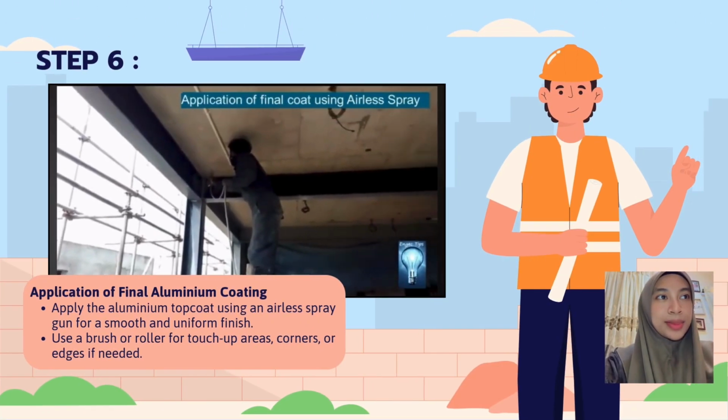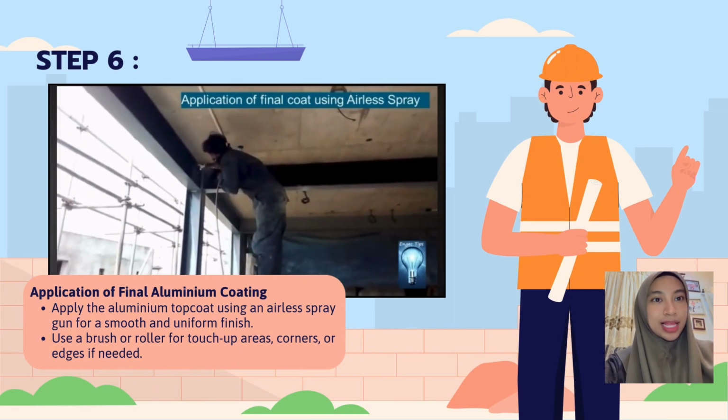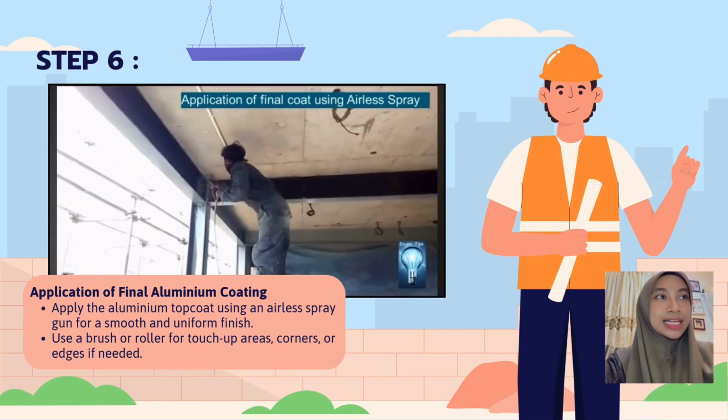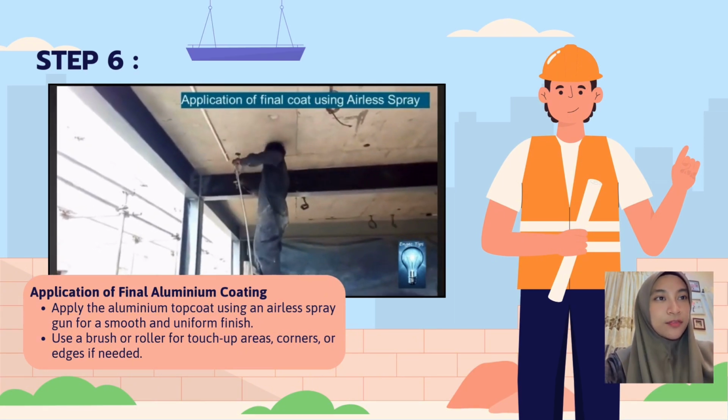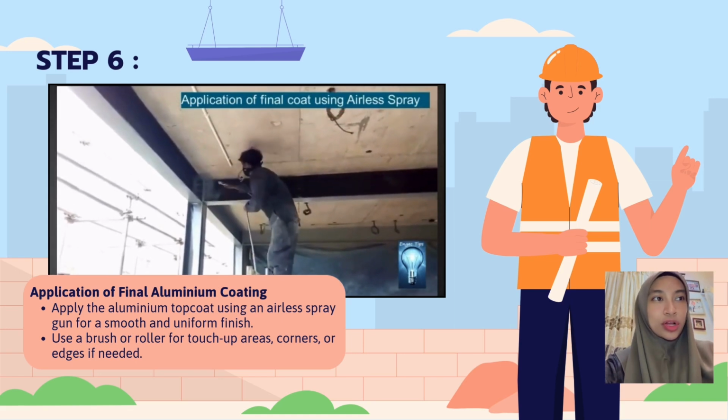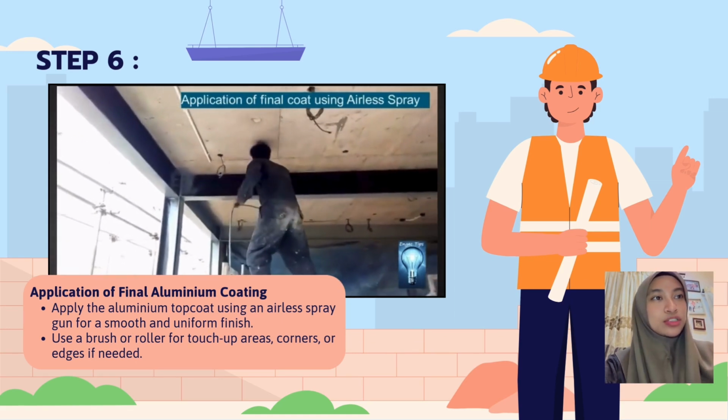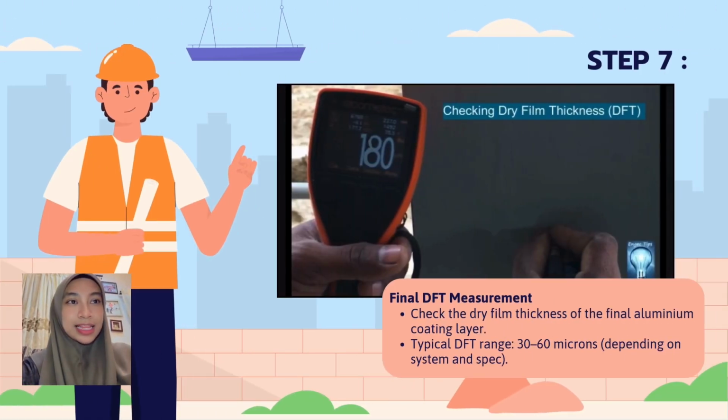Step 6. Application of the final aluminium coating. Apply the paint using an airless spray gun to get a smooth and even finish. For edges or small corners, a brush or roller may be used for touch-up. Step 7. Final DFT measurement. Again, measure the dry film thickness. The aluminium coating should be 30 to 60 microns depending on requirements.